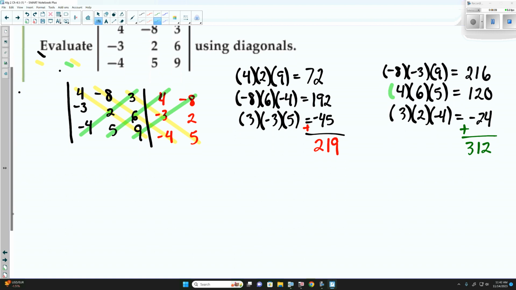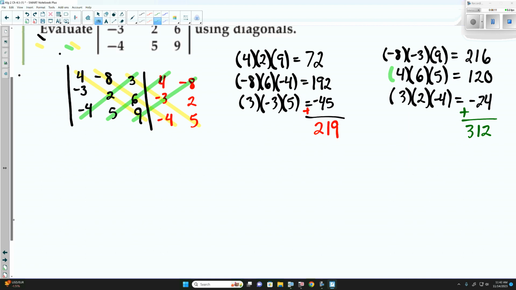Now, just like the previous ones, for the 2 by 2, we took the ones going from left to right and subtracted from it the ones going right to left. So what we're going to do is take 219 and our 312 and subtract them from each other. That's it.